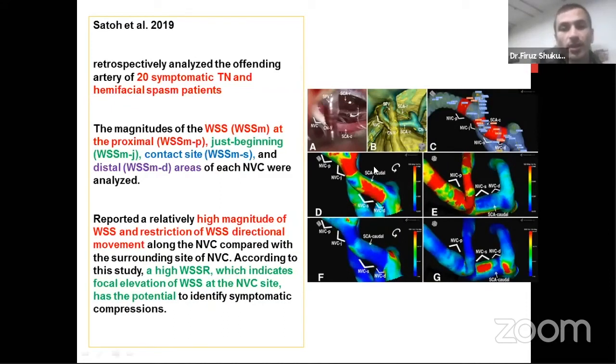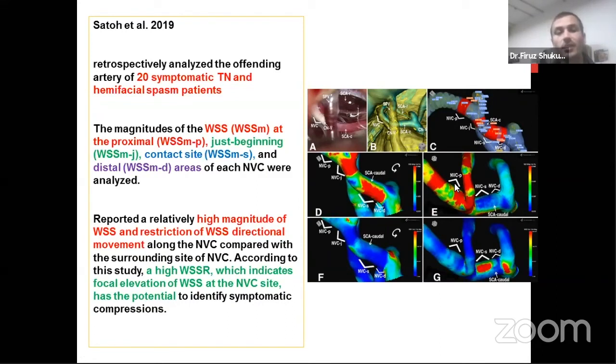In this study, they described the wall shear stress at the proximal part. You see in this case the proximal part, this is the just beginning part, this is the contact site, and this is the distal part. And you can see that in the junction part, in the contact parts, there is high wall shear stress, a high magnitude of wall shear stress along the NVC compared with the surrounding site of the neurovascular conflict.